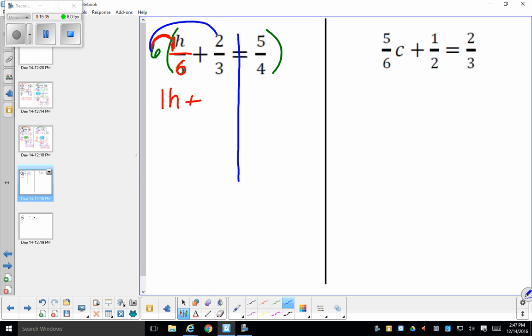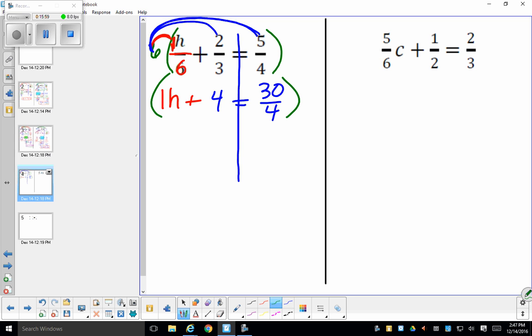Distribute. 6 times 2 is 12. Divide by 3 is 4. Distribute. 6 times 5 is 30. Divide by 4. So I go 6 times 5 is 30, divide by 4, and I end up with a decimal, and I don't want a decimal. So I'm going to leave what I just said in my calculator. 6 times 5 is 30, divide by 4, and I'm going to leave it as a fraction, and I will kill it in the next step.